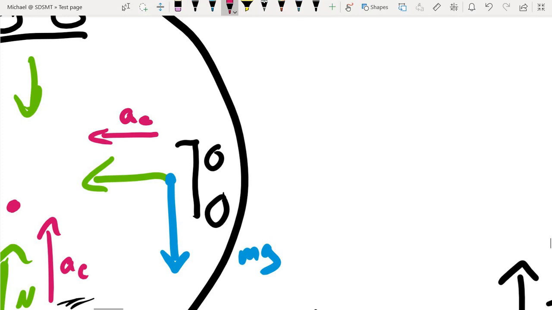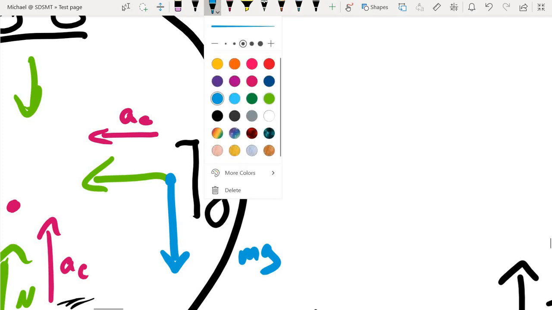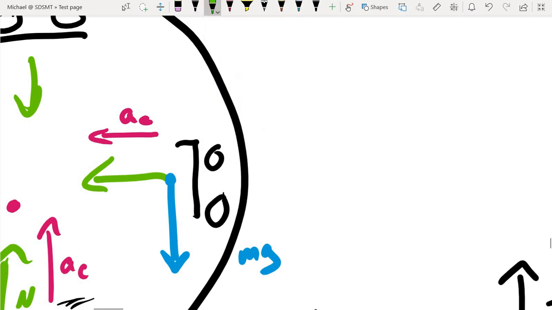And the only thing that I can really think of is the fact that the bike is still in contact with the surface of the track. And as long as the bike is in contact with the surface of the track, the track will be pushing on the bike with a normal force. And that normal force has to be perpendicular to the surface of contact.